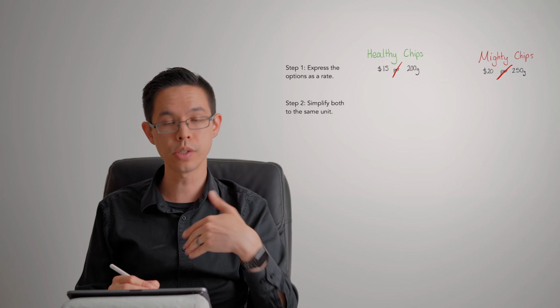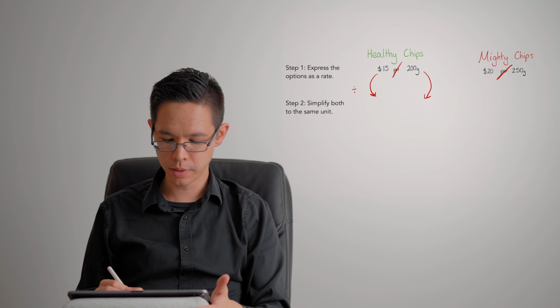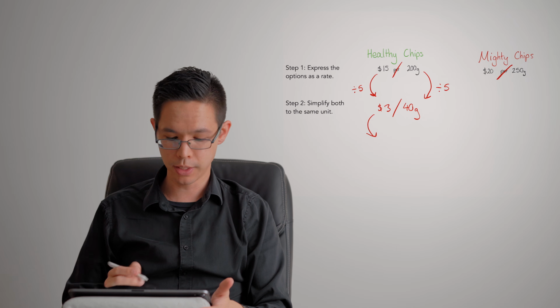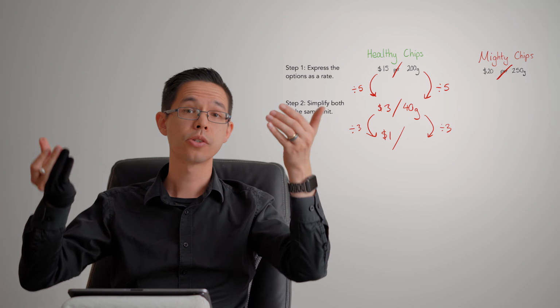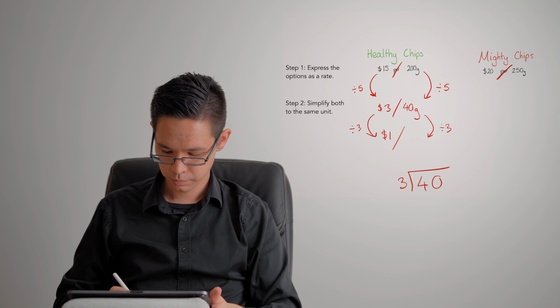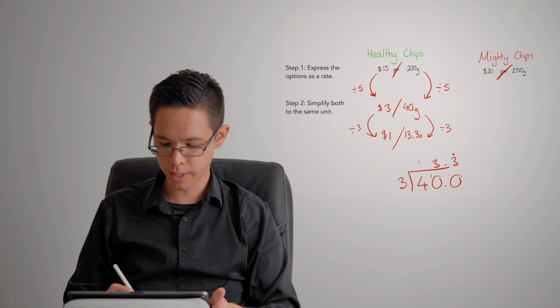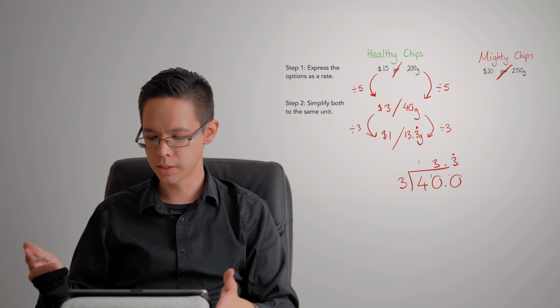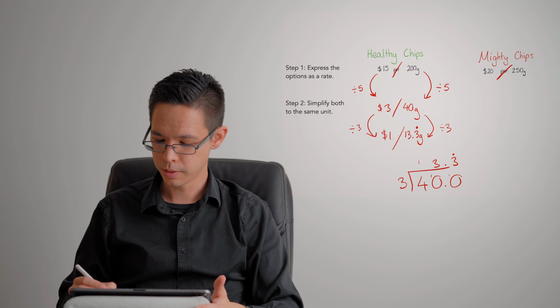I'm going to do it in a few goes. So 15 divided by, I could divide both of them by 5. Let's try that. Let's go further. Let's divide them both by 3 to make it $1. Now I can't do 40 divided by 3 in my head, so I'm going to do some short division here. So the answer is going to be 13.3 grams recurring. We can round that off to about 13.3 grams. That'll be plenty detail for now. Let's do the same thing for Mighty Chips. I might change my color here to pink.